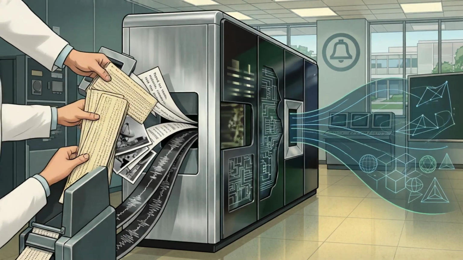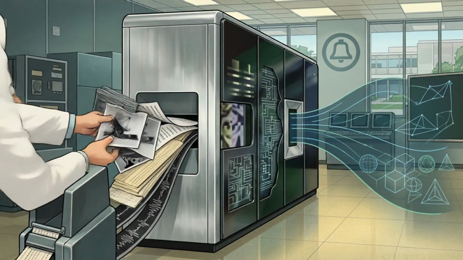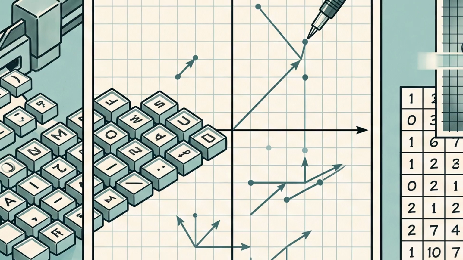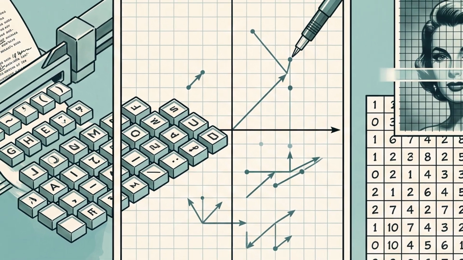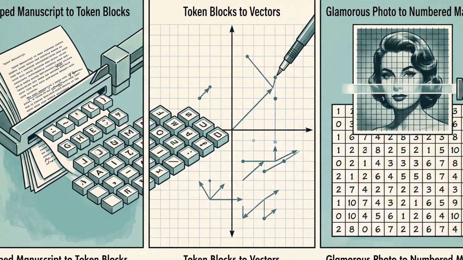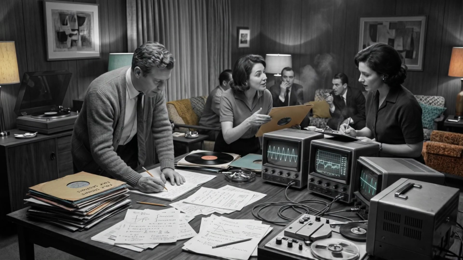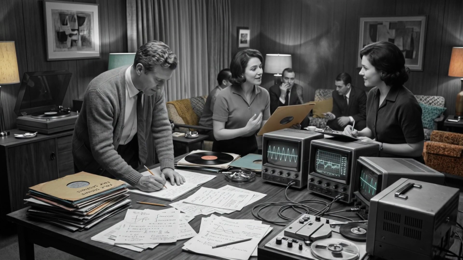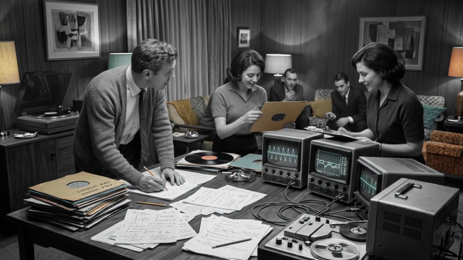During training, a model learns to transform raw input into internal representations. Text becomes tokens. Tokens become vectors. Images become arrays of numbers. Audio becomes signals. Everything human gets dragged into math because that is where the machine lives.